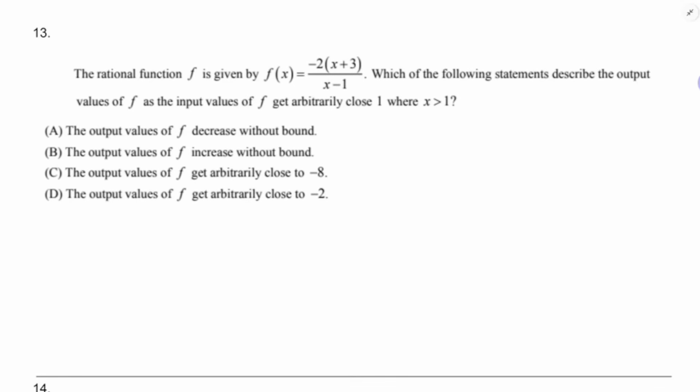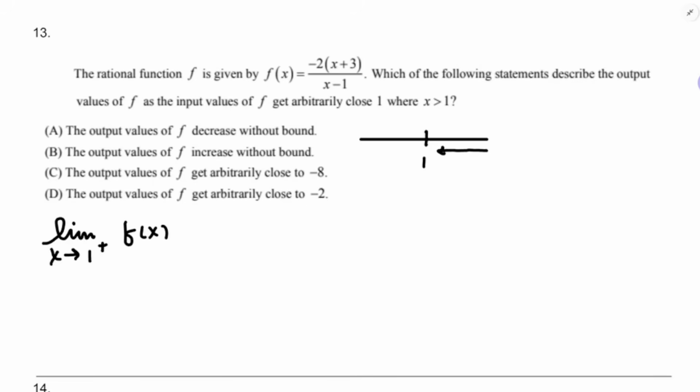Rational function here is f of x, describing the output values of f as input values of f get arbitrarily close to 1. That means they're talking about a limit where x is greater than 1. So we're thinking about what happens as we approach there. That idea of a one-sided limit: really what we're doing here, and this is not really what the answer choices are getting at, is the limit of f of x as x approaches 1 from the positive side.